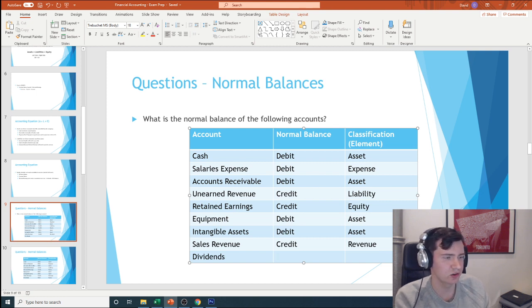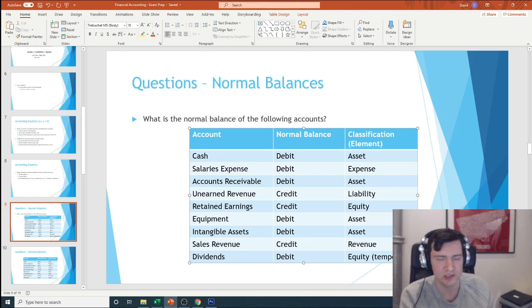Dividends are going to be a normal balance of a debit because you are withdrawing earnings from the company. And the classification: it's a reduction to an equity account, but it's also a temporary account. And we'll get to those in a bit, because with temporary accounts there's something special that you do with them.